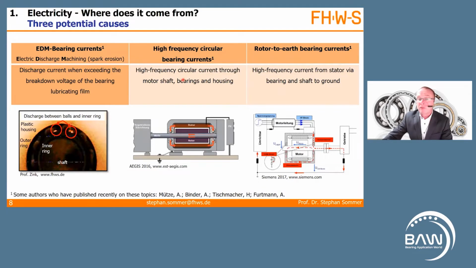And there is a high frequency circular current through the motor shaft, the bearings, and the housing. Here is a little picture from Aegis. And there is a rotor to earth bearing current. It's also a high frequency current from the stator via the bearings over the shaft to the ground.